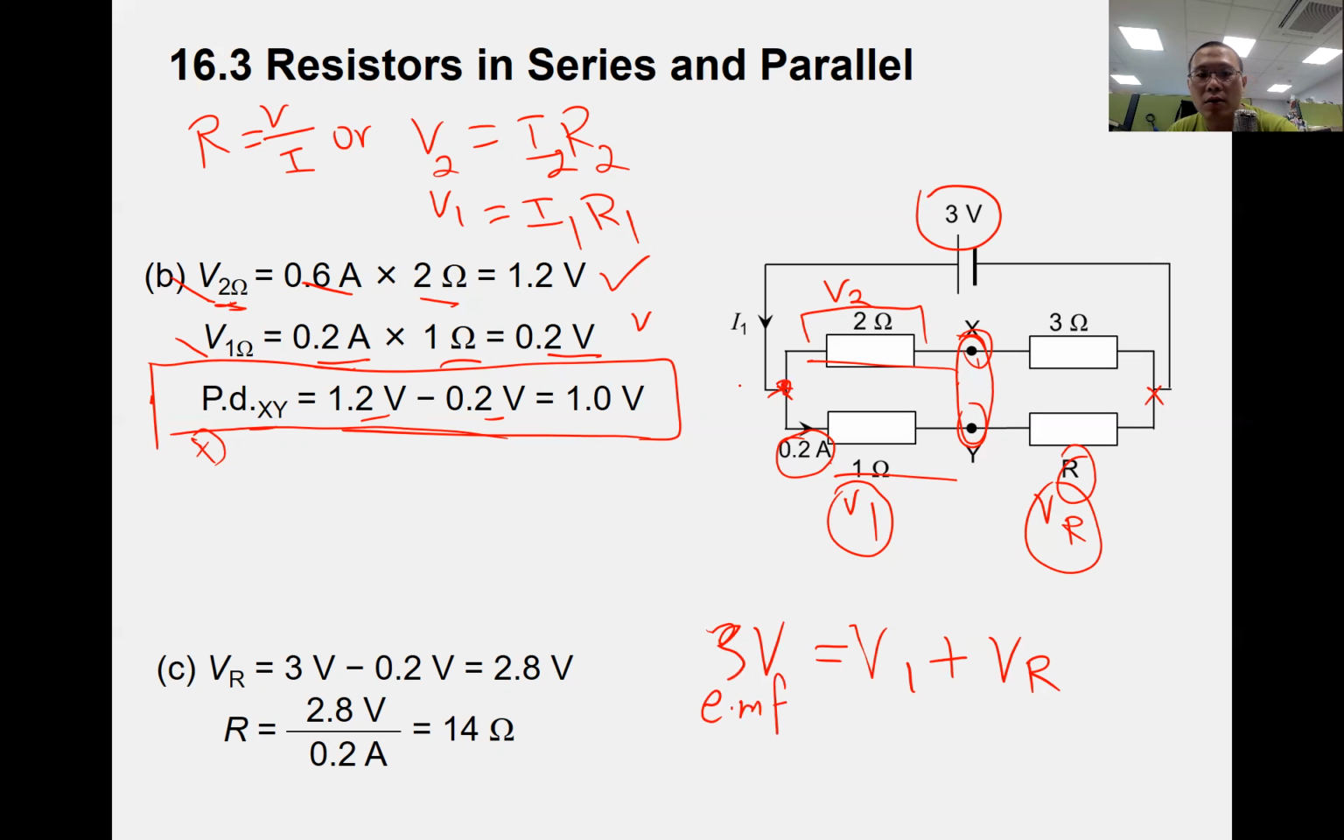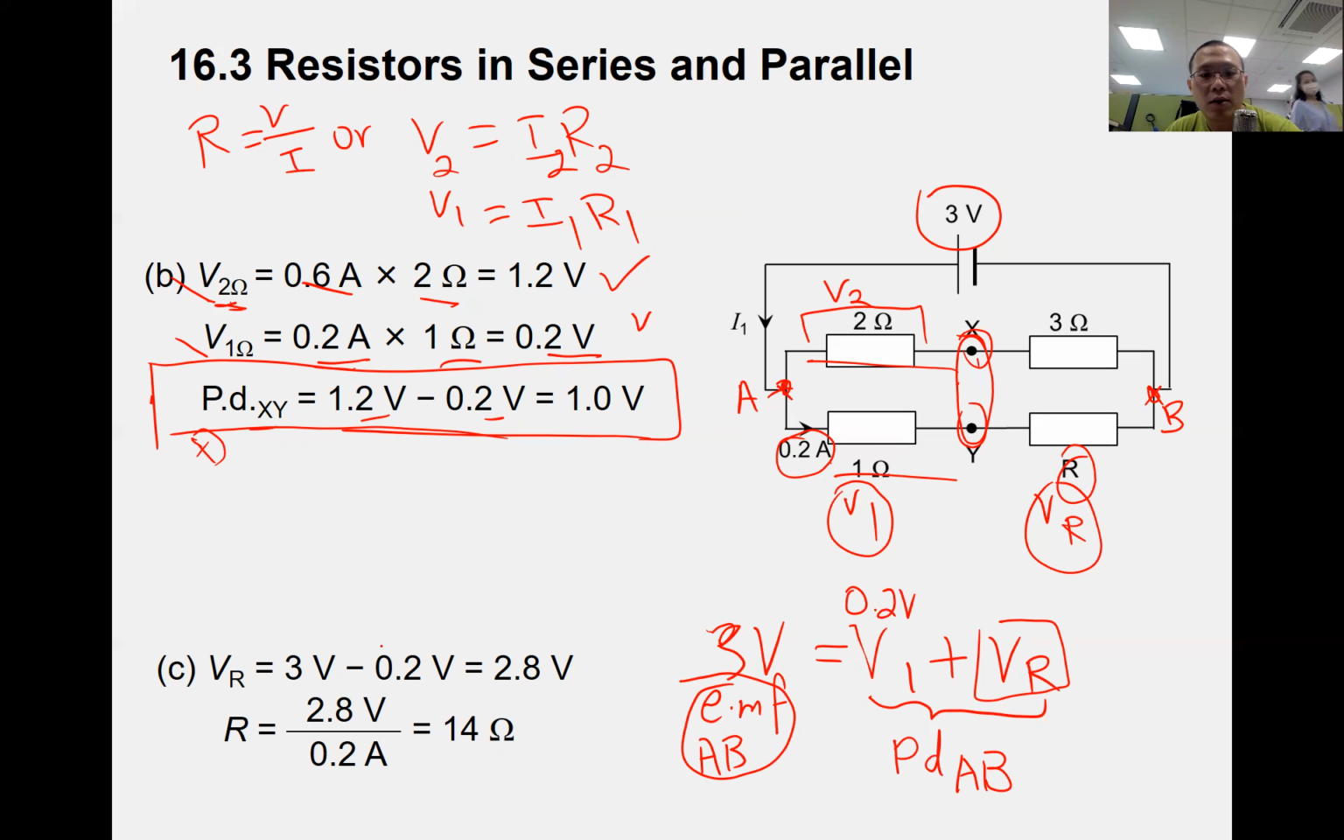Like I mentioned before, this is VA, this is VB. So V1 plus VR is the potential difference across A and B. And the EMF is also across A and B. So that's why I know the potential difference across A and B is the EMF, which is 3 volts. Because of this, I know VR will be 2.8, because I know V1 is 0.2 volts. How do I know V1 is 0.2 volts?